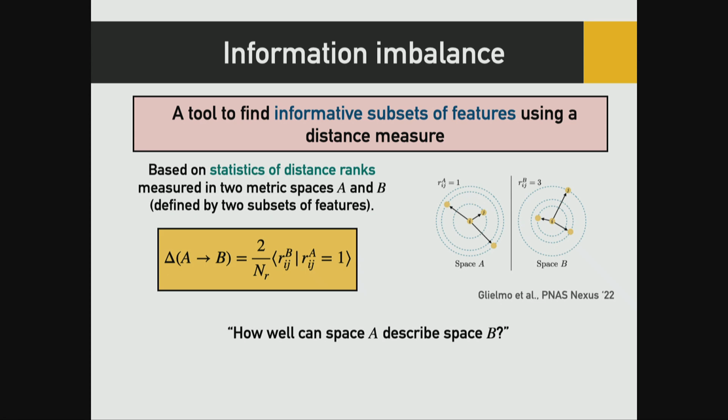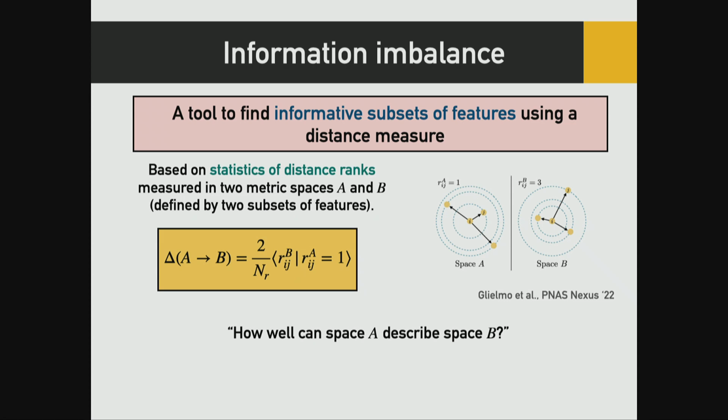So this method works by computing what are called distance ranks, and it does so by selecting two subsets of features, and those define two spaces, which here I call space A and space B. So think that you just take a subset of coordinates of your data points, and you compute distances between all your data points, and you rank them according to their relative distance. And then you do the same, but using another subset of coordinates. So those are space A and space B.